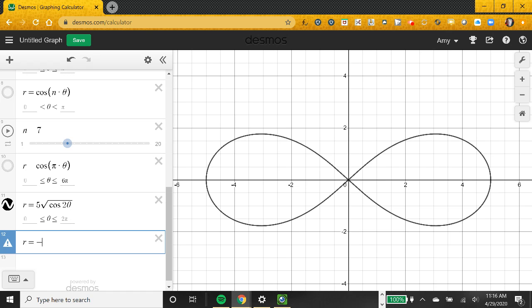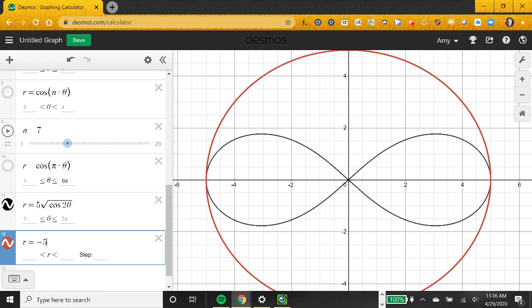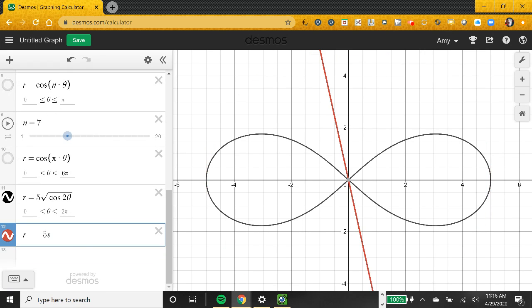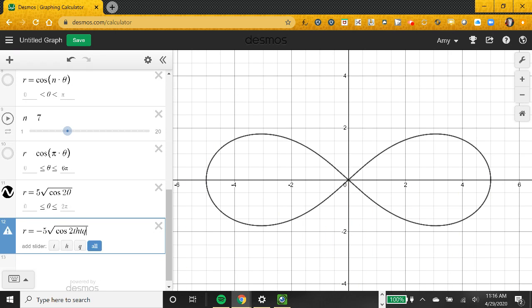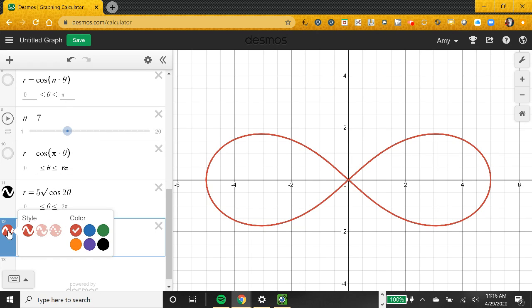r equals negative 5 square root cosine 2 theta. Ooh, I cannot spell with a flip. Here we go. Wow. Oh my gosh. Are they the same curve? They are the same curve. Well, what's happening is that you're rotating the other direction.